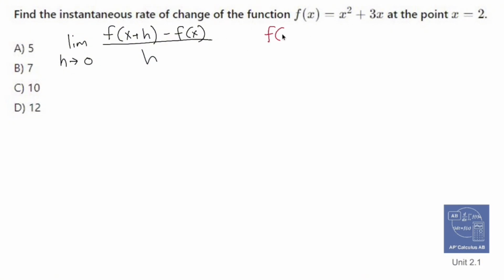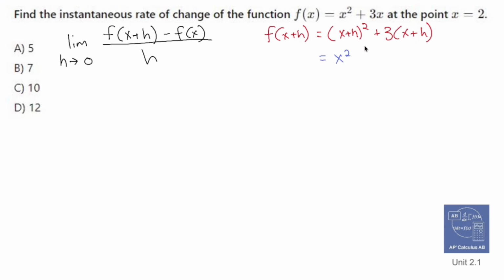So let me write that out. F of x plus h has me taking f of x and replacing every x with parentheses x plus h. So x plus h squared plus 3 times x plus h. All right. X plus h squared is a perfect square trinomial, so you're thinking FOIL thoughts. X times x is x squared.